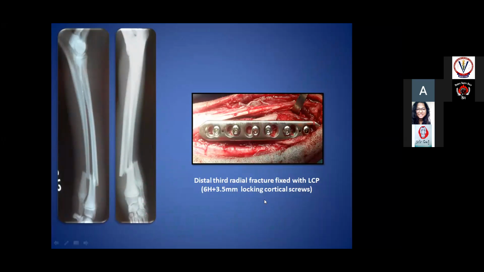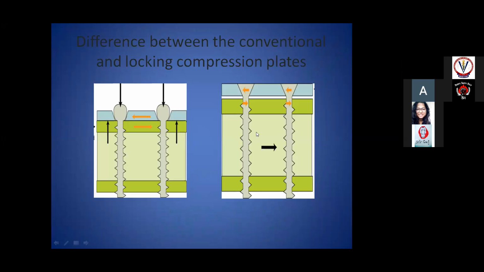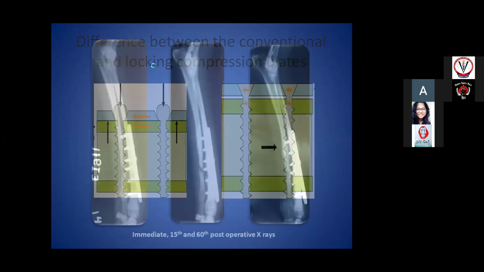You can see all the screws are locked along with the plate, providing better stability. So in normal compression, you will have complete contact between the plate and the bone. With locking compression, you will have this much area where the blood vessels can develop and the bone will not undergo any osteoporosis. So the problem of stress protection is not there with the locking compression.